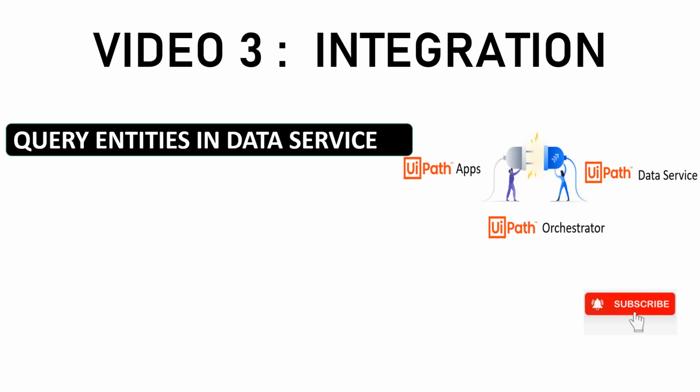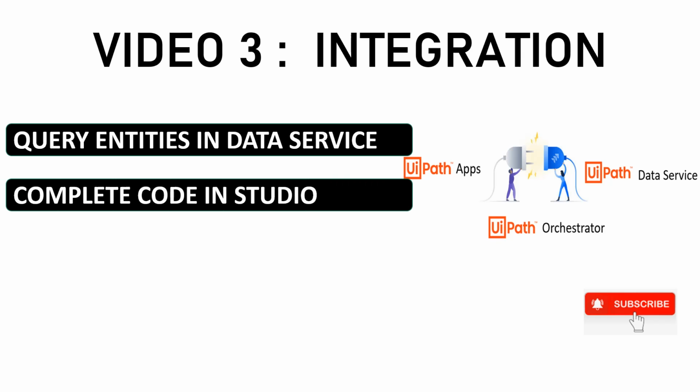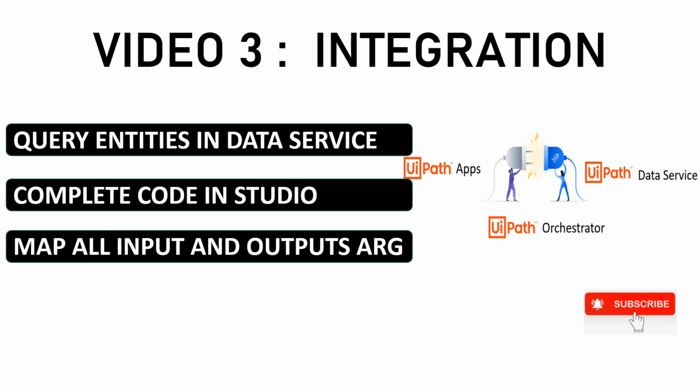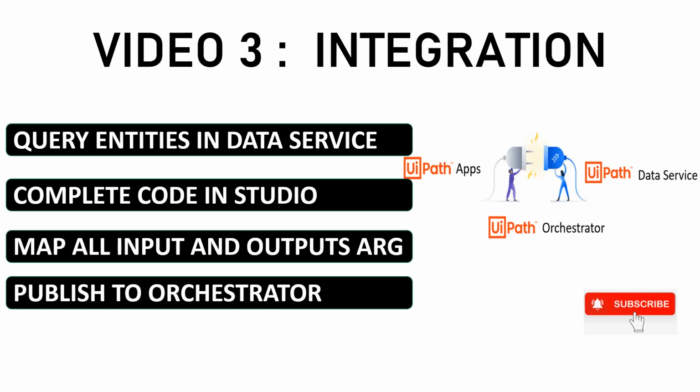Today we are going to query the entities which we have already created in the Data Services in the second video. Post that we'll complete the code in the UiPath Studio. Completing the code means we'll complete the code for getting the data from the website, putting all the data into the Data Services, getting each and every record from the Data Services, doing the manipulation and getting the final output here. Then after which we'll map all the input or output arguments which are required by the process, and once everything is done we'll publish the package to the Orchestrator.